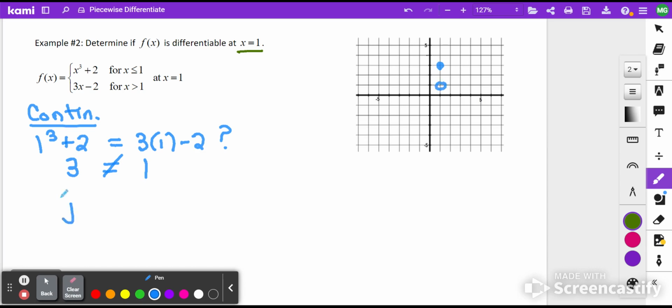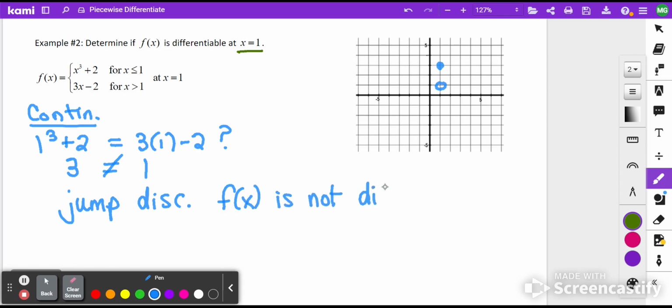So because we have jump discontinuity, this function, f of x, is not differentiable at x equals 1. And again, if it's not continuous, we can't differentiate at that particular x value. We could at other points, but not there.